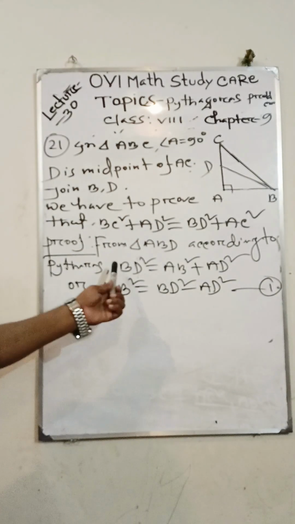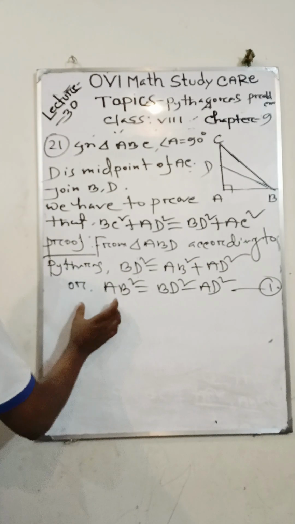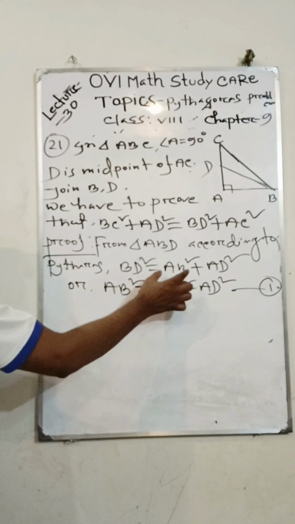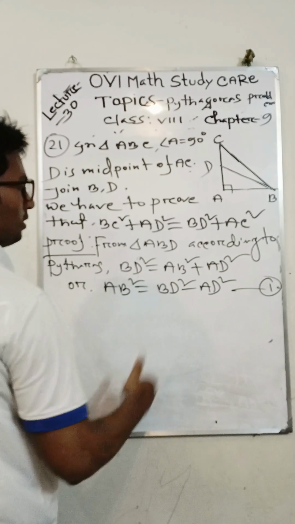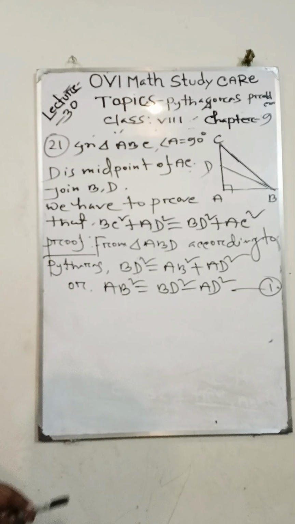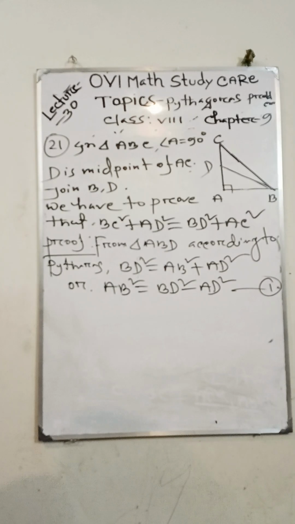Dear students, here if we transfer AB square plus AD square to this side, it will be BD square, and then we transfer the AD square to the right side. Then we get AB square equal to BD square minus AD square.